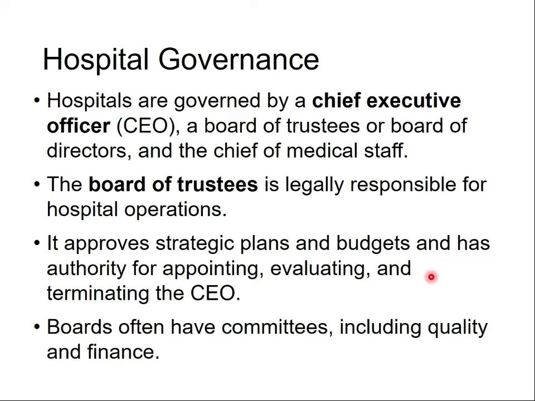So now let's take just a little bit of time to discuss hospital governance. How does a hospital system run? Who's in charge in terms of making financial decisions, making policy decisions associated with the hospital? Hospitals are governed by a chief executive officer, a CEO, and a board of trustees or a board of directors. And there has to be a chief of medical staff.